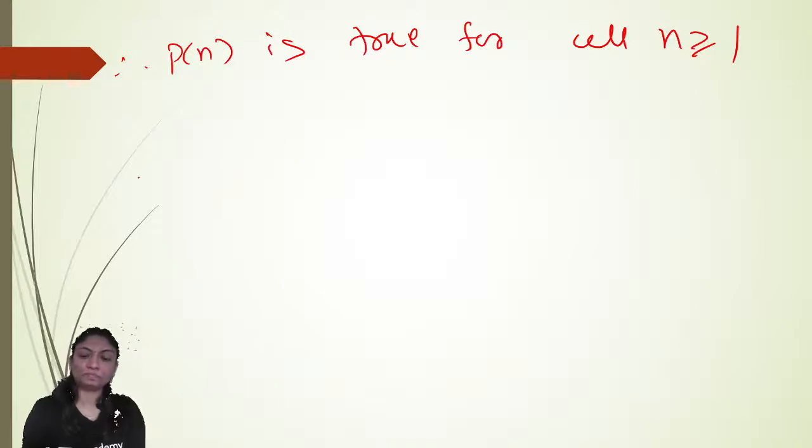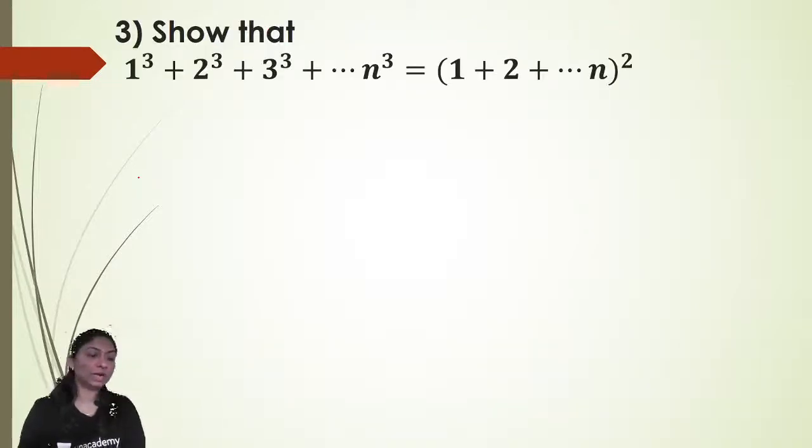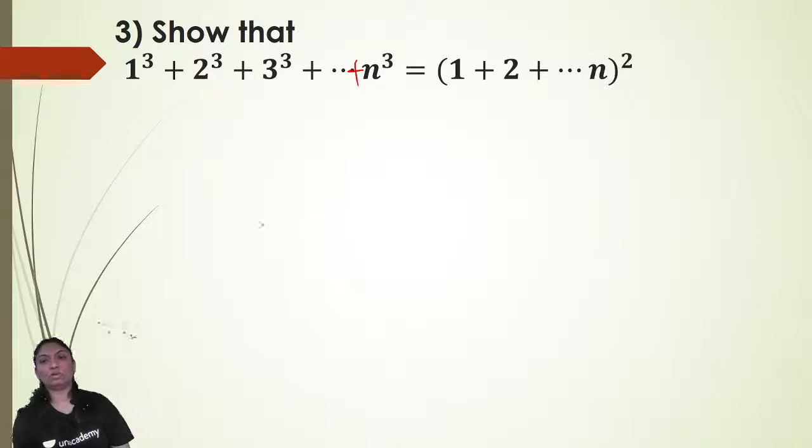Next, show that 1 cube plus 2 cube plus 3 cube and so on plus n cube is equal to (1 plus 2 plus and so on plus n) bracket square. The sum of the cubes of each natural number is equal to (1 plus 2 plus 3 and so on) bracket square.